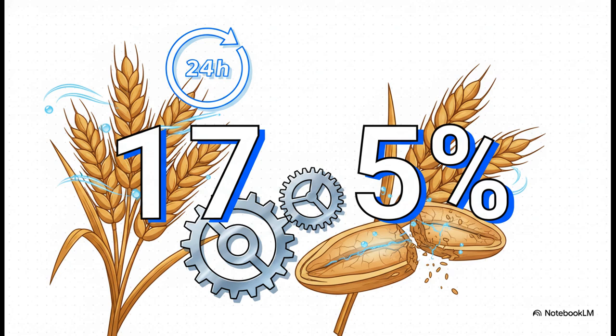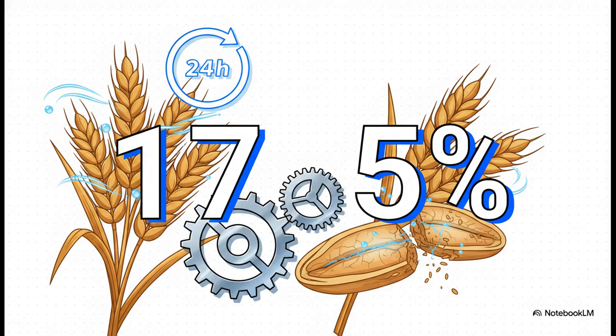The operational data is absolute regarding this initial input metric. Hard-kerneled wheats require exactly 17.5% moisture tempering. Facility operators have to hold this precise target for up to 24 hours to achieve the necessary chemical manipulation. Time and moisture volume work in strict tandem here.